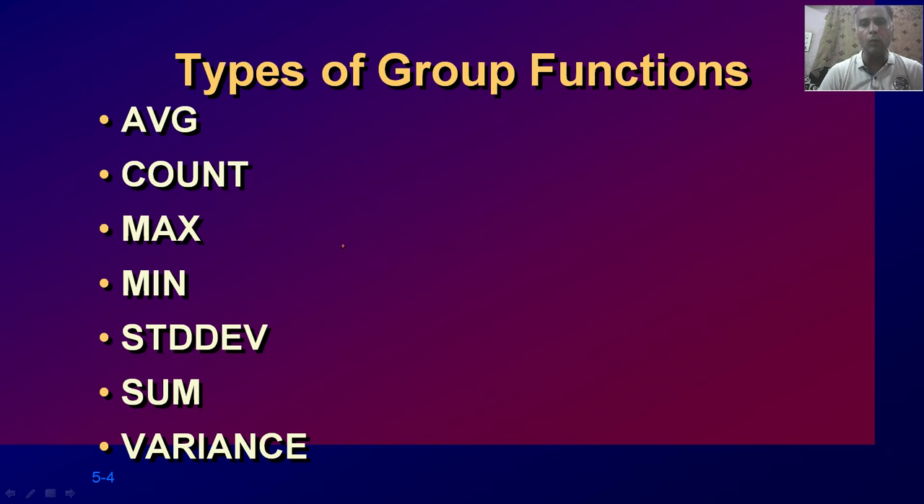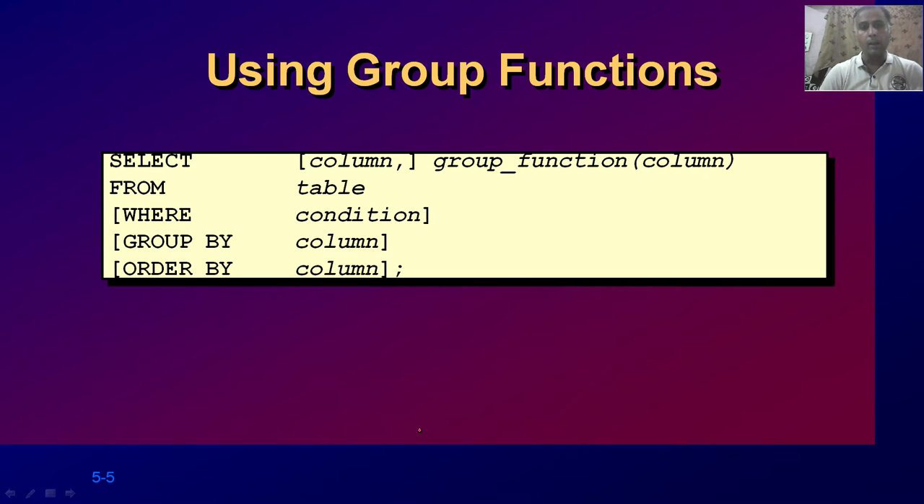There are many group functions available like average, count, max, min, standard deviation, sum, variance. So these are the group functions. The average function calculates the average, the count function counts the number of rows, then maximum, minimum, standard deviation, sum. Using the group functions, the syntax is given.